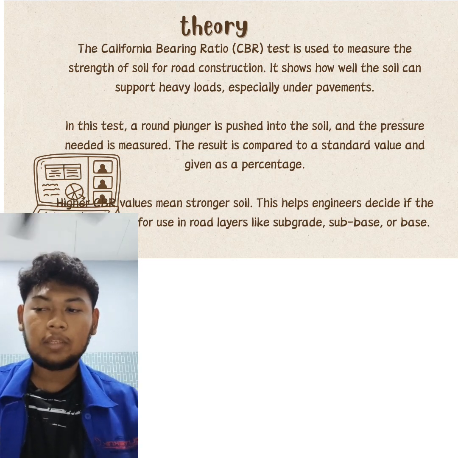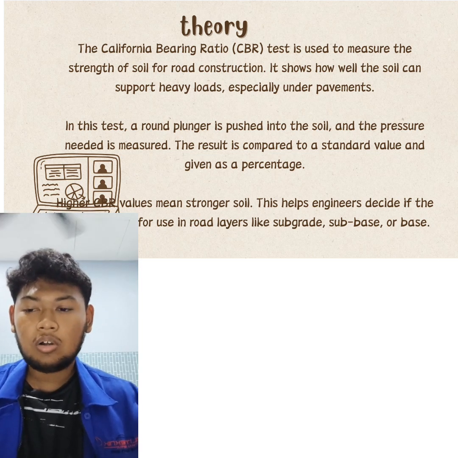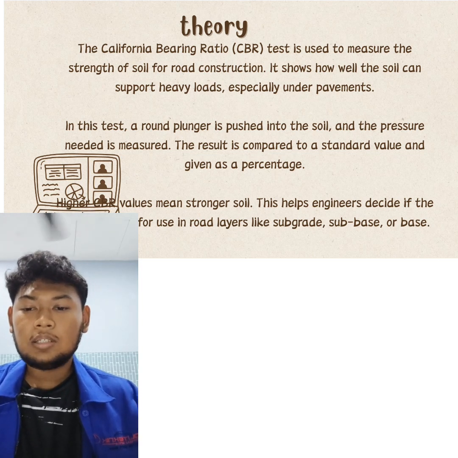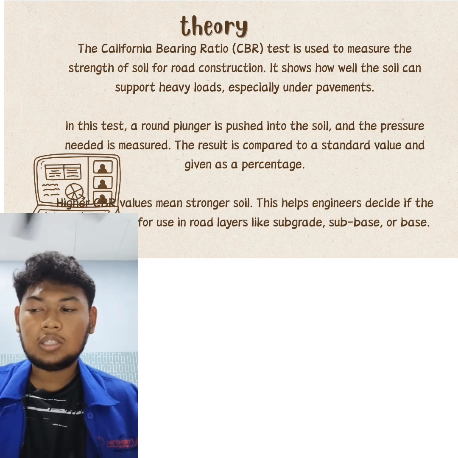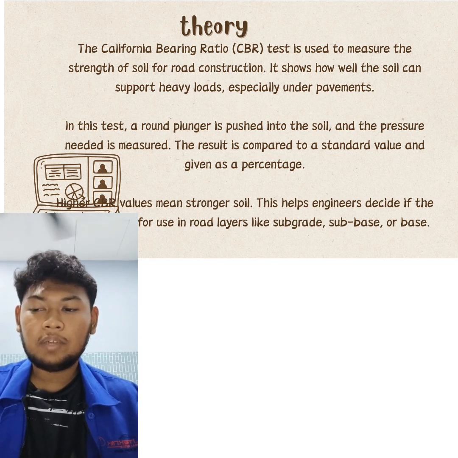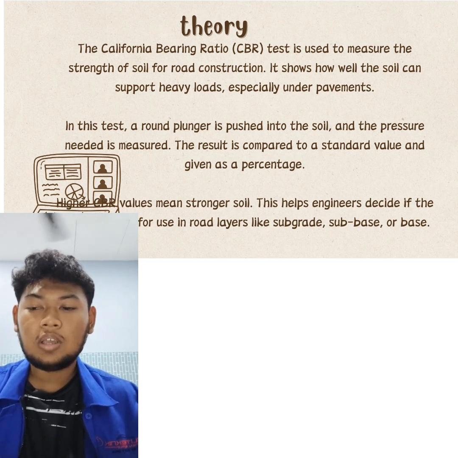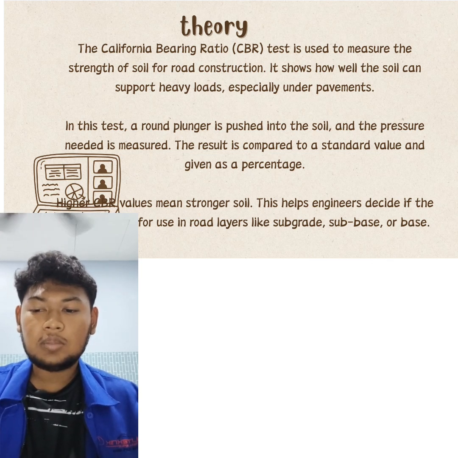CBR is a measure of resistance of a material to penetration of a standard plunger under controlled density and moisture condition. The CBR test may be conducted on remolded or undisturbed samples. The test consists of causing a cylindrical plunger of 50 mm diameter to penetrate a pavement component material at 1.25 mm per minute. The loads for 2.5 mm and 5 mm are recorded.